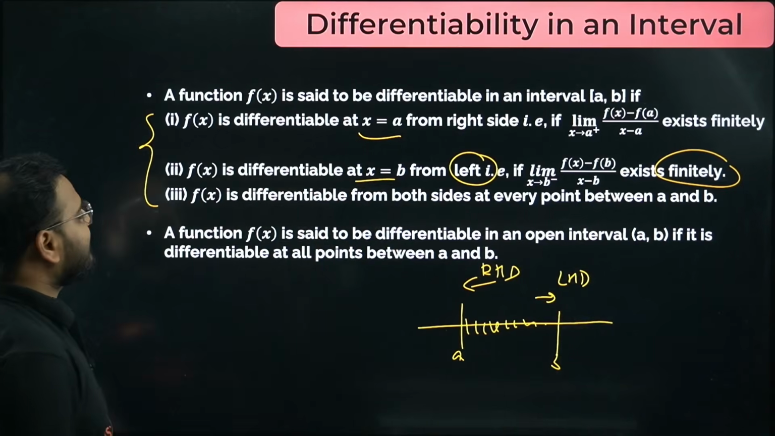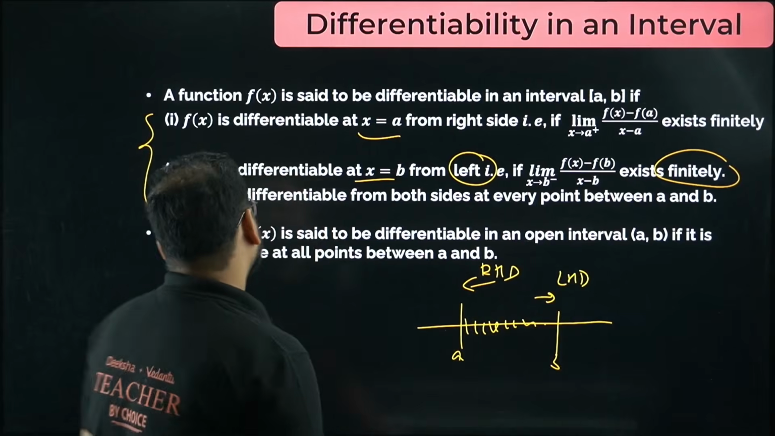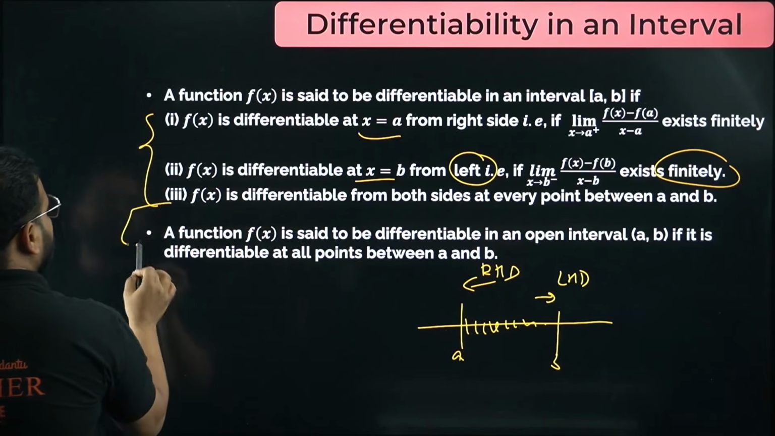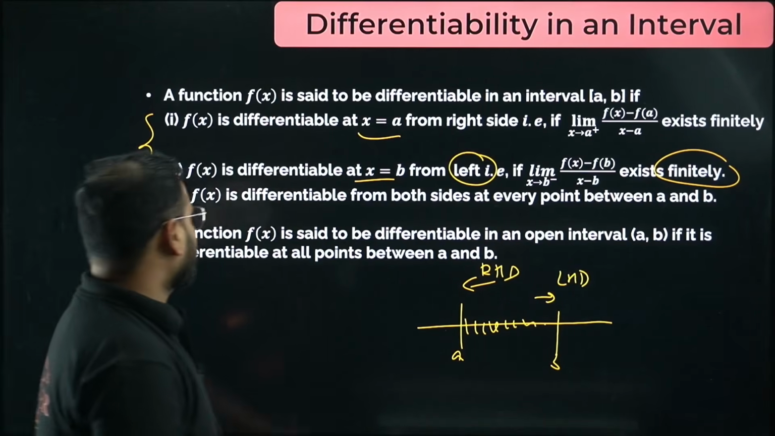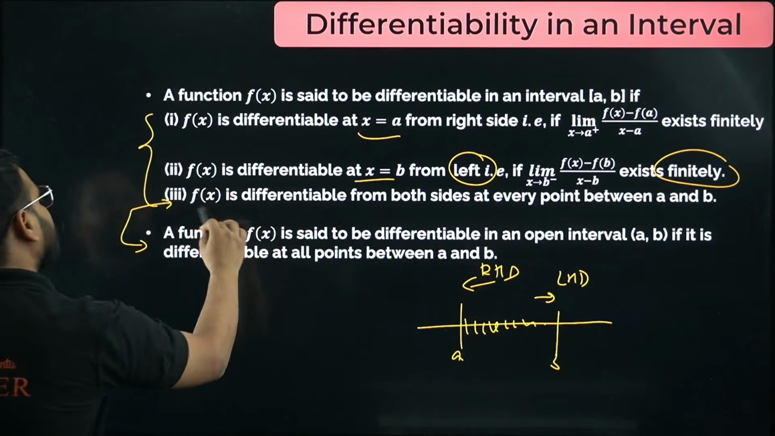Okay. A function f(x) is said to be differentiable in an open interval only under this condition, right? This part, this 3 and this is the same thing, okay? It should be differentiable at all the points between A and B, okay? This 3 and this is the same thing.